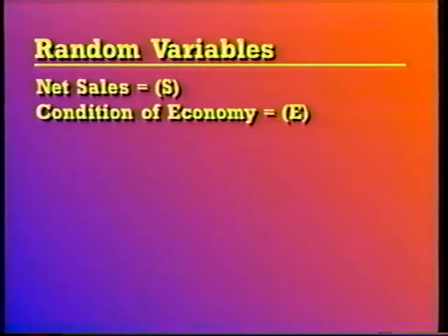Of course, the key problem really is, does it pay to advertise? Will it increase your sales? If yes, by how much? And will the incremental sales be sufficiently large to make the advertising pay off? These questions will depend, of course, on the U.S. economy. This is known as an exogenous variable. Your two random variables are net sales, or sales minus costs, which we define as S. The condition of the U.S. economy is our second variable, which we define as E.